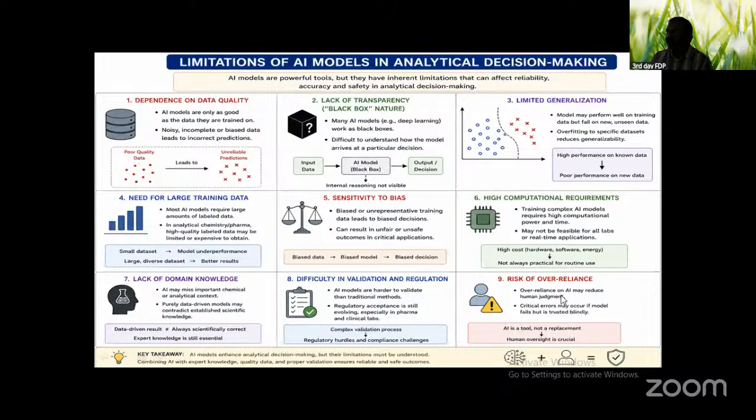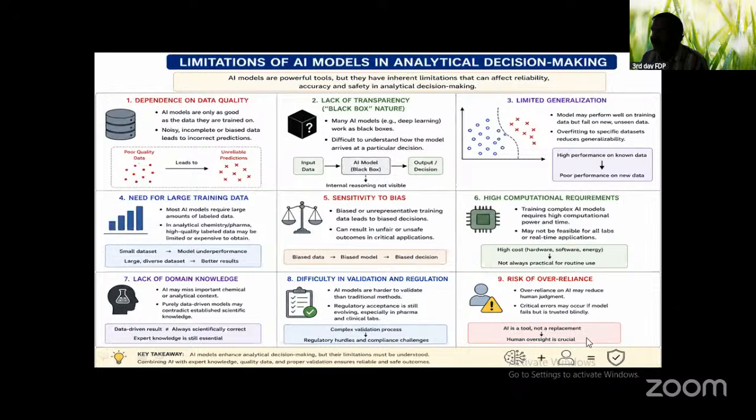That means over-reliance on AI may reduce human judgment. That is, it becomes difficult for humans to judge which is correct and which is not correct. Critical errors may occur if a model fails but is trusted blindly. If you depend on the AI completely and want to trust it blindly, that is not correct. Especially in health science, never trust blindly. You should practically prove whether it is right or wrong. Then only can you come to the correct conclusion. Hence, AI is a tool, not a replacement.